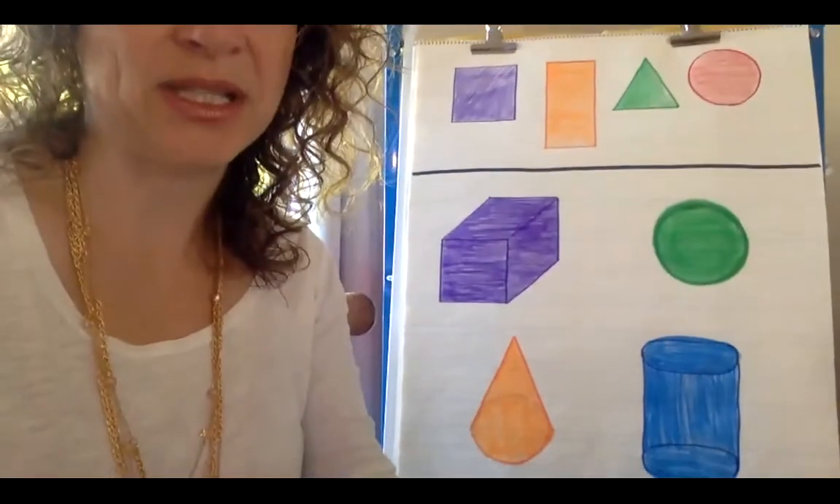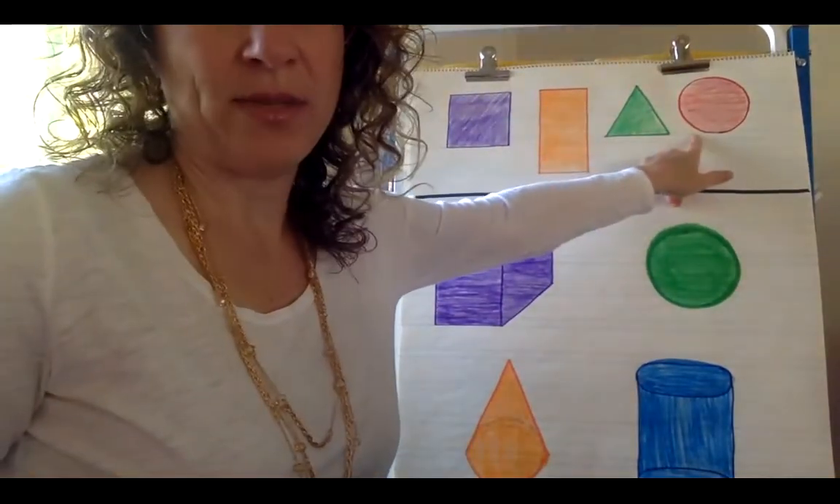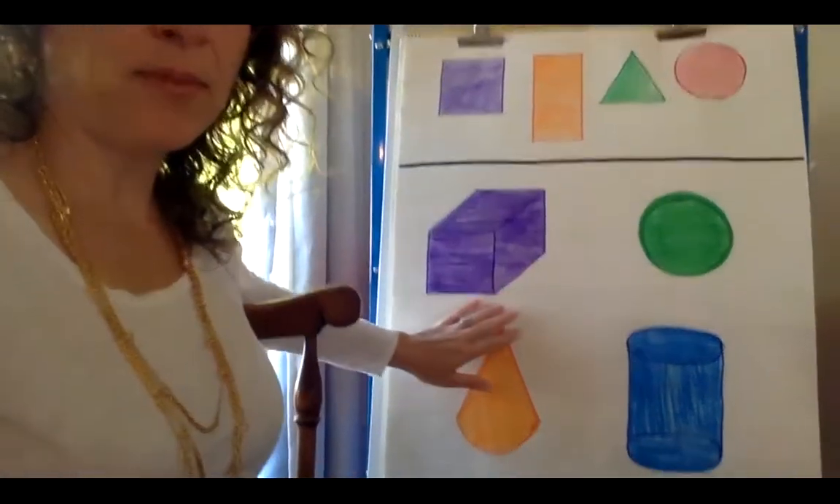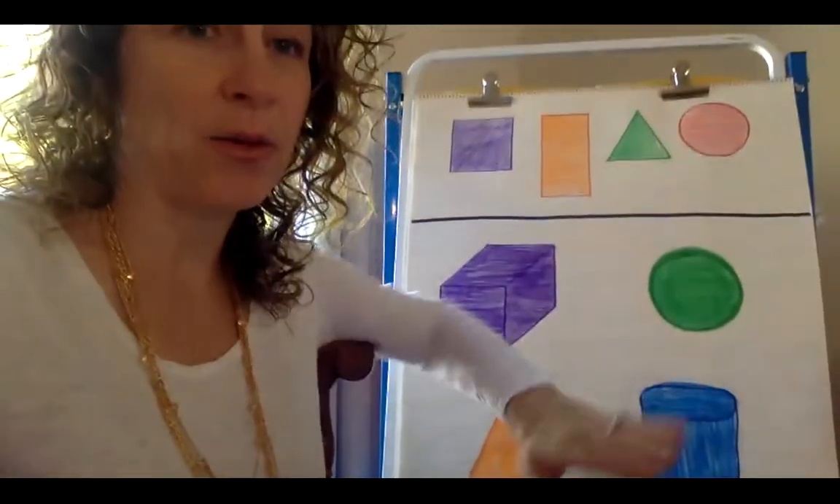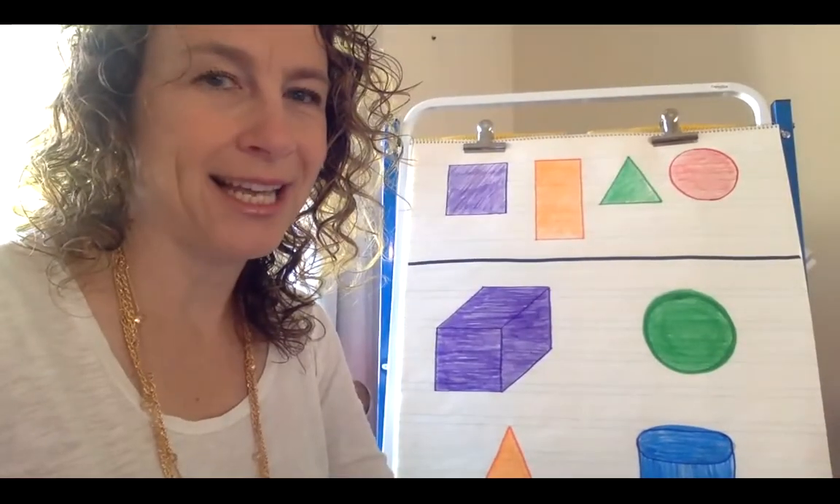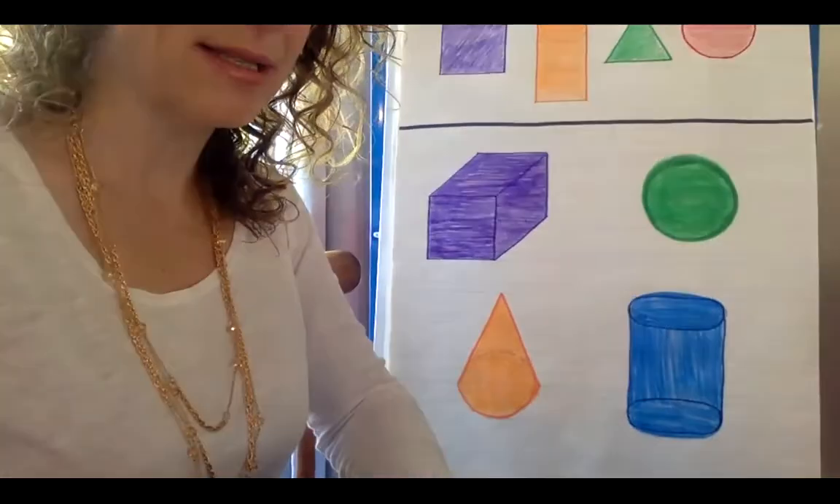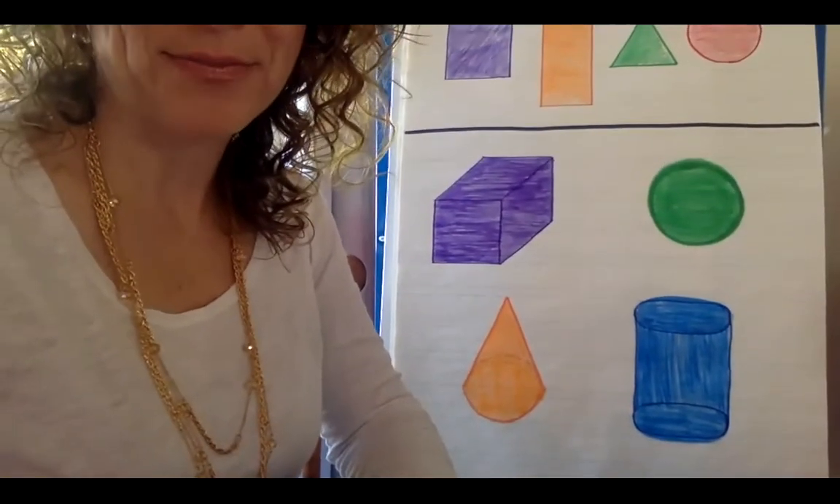Do you see those shapes? And on the top, I have these shapes. And then on the bottom, I drew these shapes. Now I'm going to tell you right away that the top shapes are the two-dimensional shapes. And the bottom ones are trying really hard to be the three-dimensional ones.